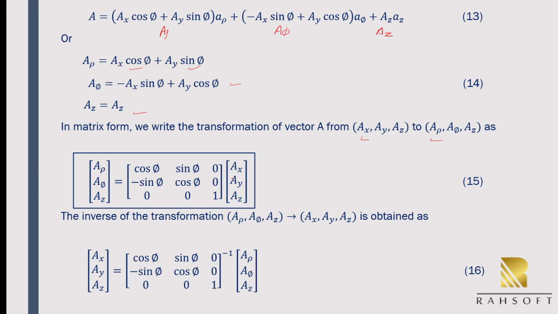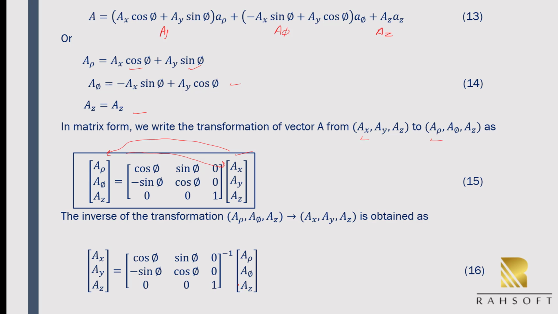And we can calculate the inverse transformation. We can calculate it in terms of Ax, Ay, Az. So just take the inverse transformation. So write this equation here and this one here. So Ax, Ay, Az equal to the inverse of the matrix cos φ, sin φ, 0; minus sin φ, cos φ, 0; 0, 0, 1, in bracket ρ, φ, Az.